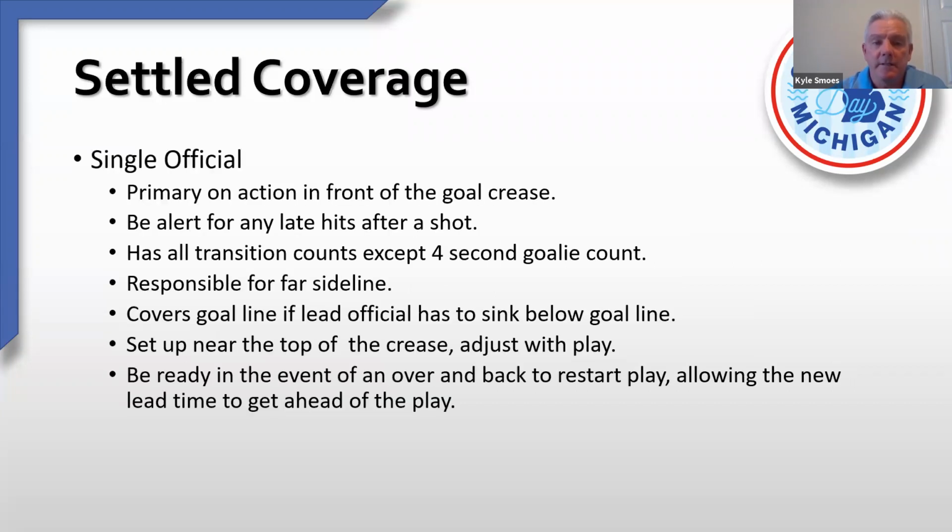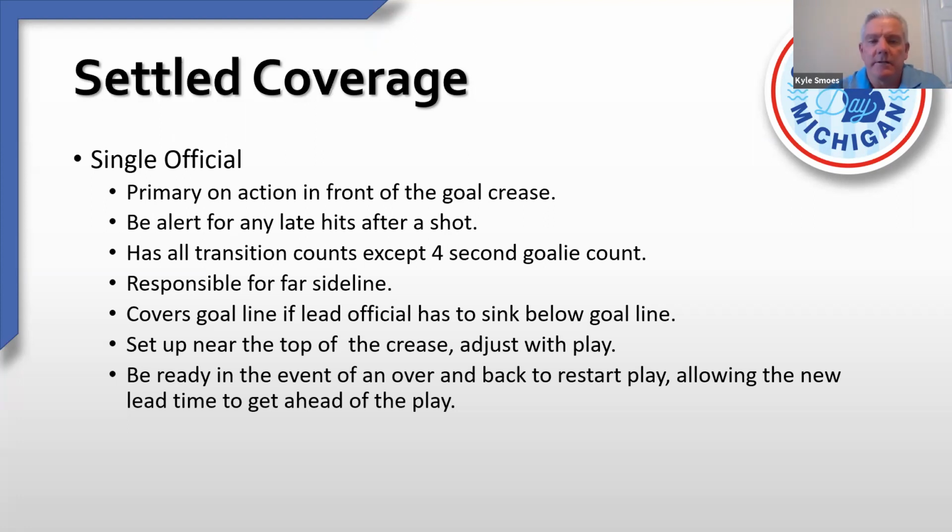Next, we'll talk about the single official. The single official is an official, as it says, is a single. He has one side of the field by himself. He is opposite the two team benches. So he is what we refer to as a far side official.